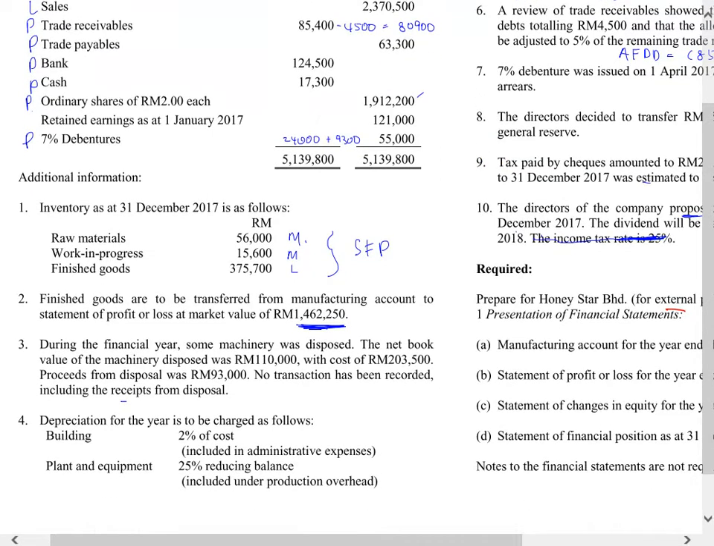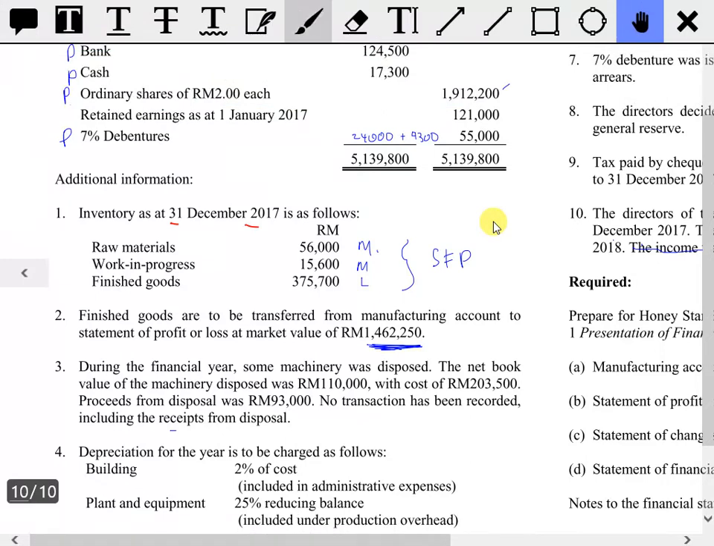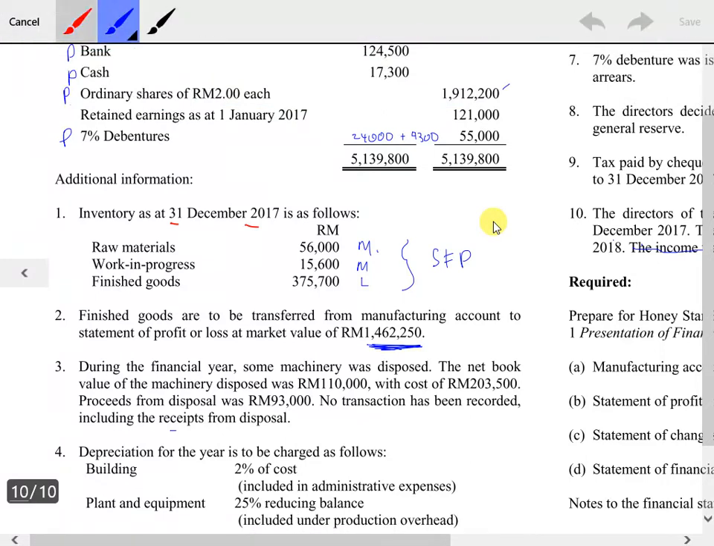Note 1. At 31st December means closing date. Closing raw mat, closing WIP, closing finished goods. Manufacturing, SPL, closing finished goods. And all raw mat, WIP, finished goods must appear in our SFP.